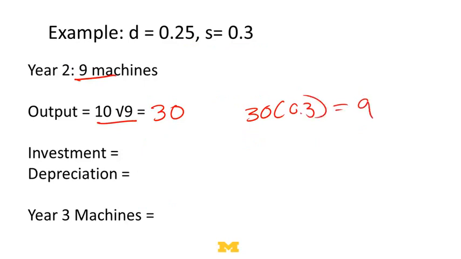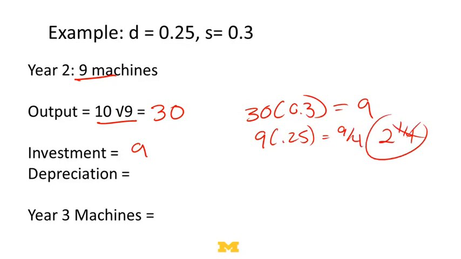So that gives us 9 new machines we're going to buy. But the question is, how many do we lose to depreciation? Well, we had 9 machines, and we've got to multiply that by 0.25, so that's like 9 over 4. So that's 2 1/4. Let's just simplify this, and let's just suppose it's 2. Okay, so depreciation, we lose 2.